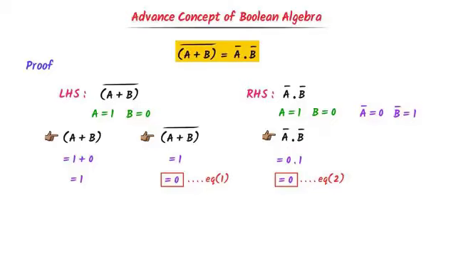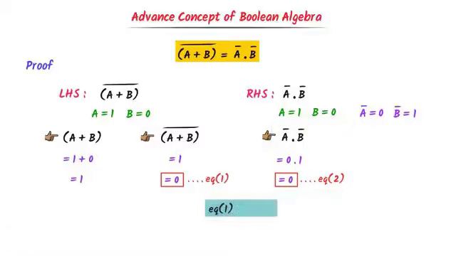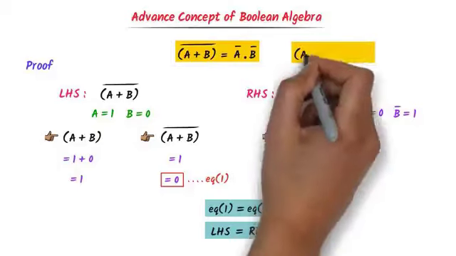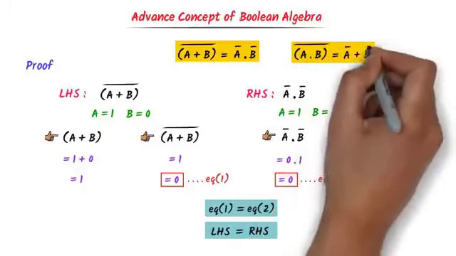We can see that equation number 1, (a plus b) whole bar equals 0, and equation number 2, a bar dot b bar, is also equal to 0. Hence equation number 1 is equal to equation number 2 and left hand side is equal to right hand side. Therefore, we say that (a plus b) whole bar equals a bar dot b bar. Similarly, (a dot b) whole bar is equal to a bar plus b bar.